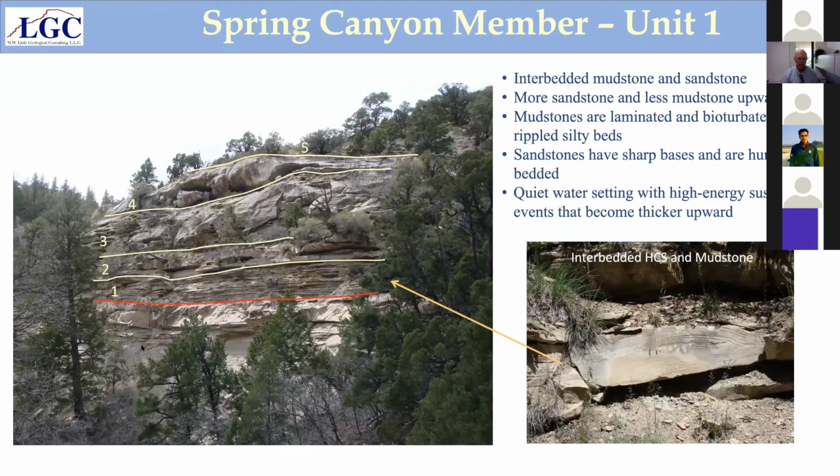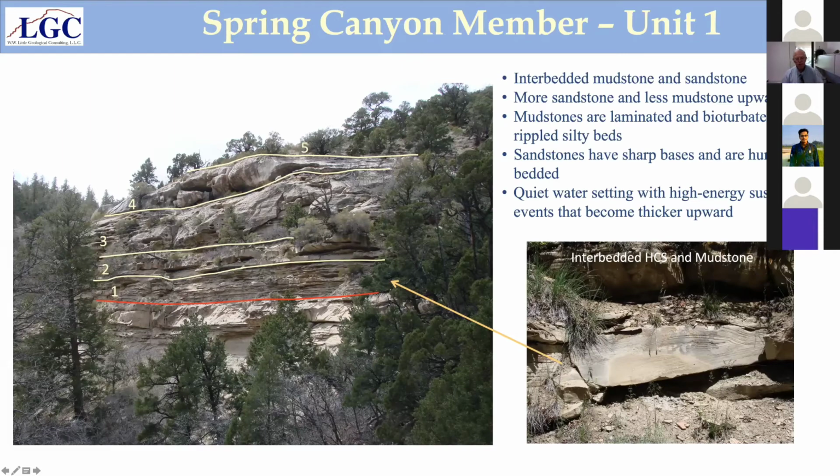But like the Panther, we go from, okay, the red is the bottom of the unit. The stuff under the red I'm not talking about. So we go from interbedded sandstone and mudstone to predominantly sandstone with a little bit of mudstone to almost just sandstone. So once again, we're seeing an overall coarsening upward and shallowing upward succession.